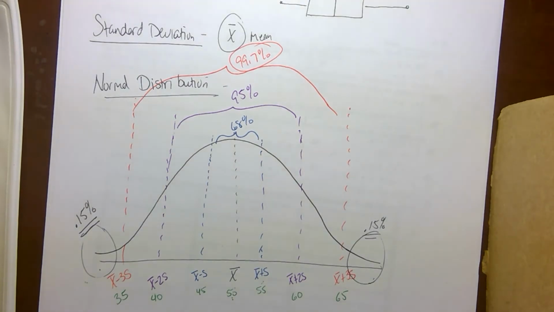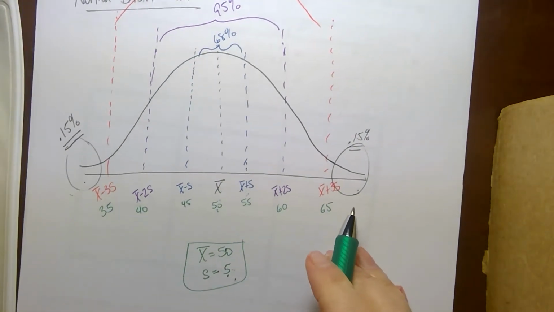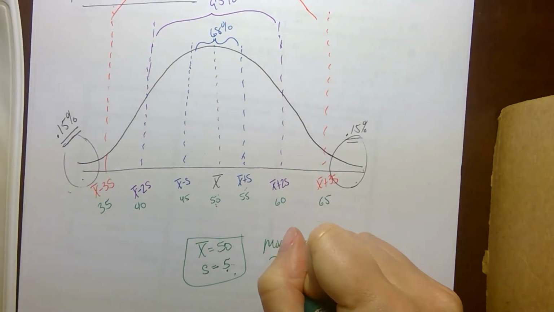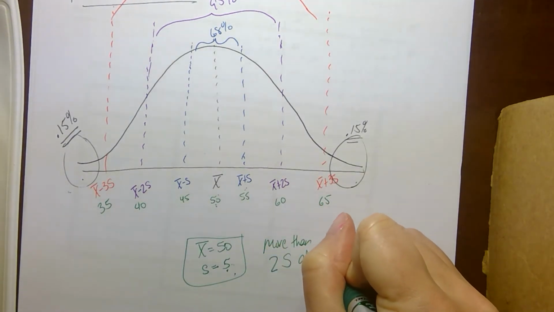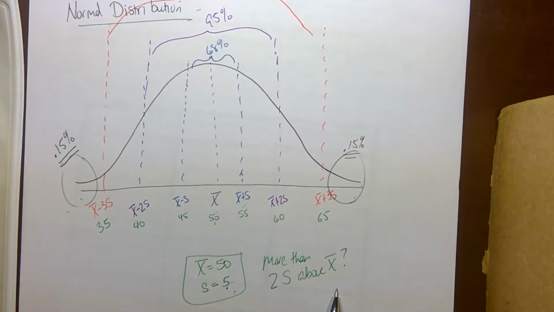If you're going to get some questions about the standard deviation, the normal curve, distribution curve, what would you say would be the percentage of scores that are more than 2 standard deviations above the mean? What percentage of scores would fall more than 2 standard deviations above the mean?